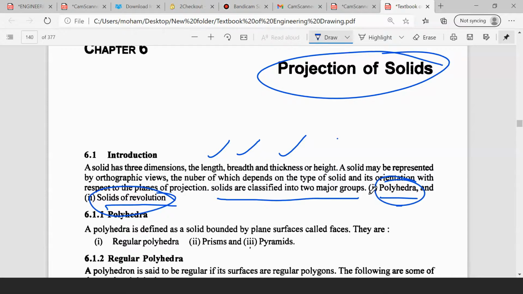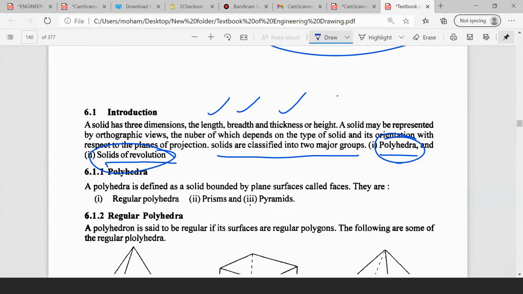Okay, what is meant by polyhedra? A polyhedron is defined as a solid bounded by plane surfaces called faces. The solids which have faces are known as polyhedra. Understand? They are regular polyhedra, prisms and pyramids.